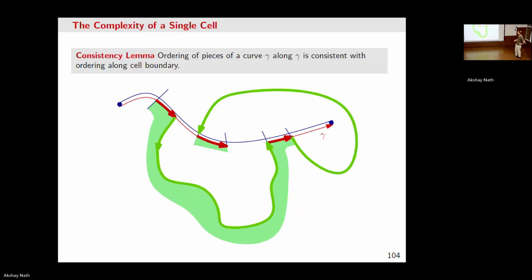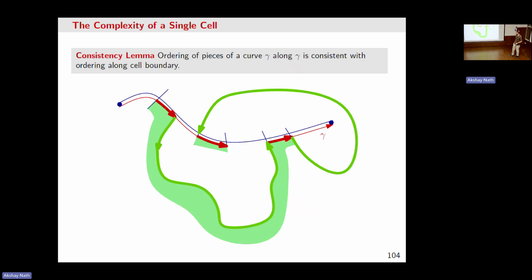I will say in a minute what else you need to do. That's a little bit confusing. One thing that you need in the proof, and that has to do with this up and down maybe, is what is called the consistency lemma.